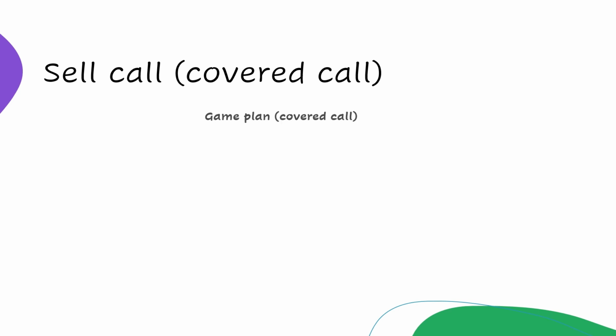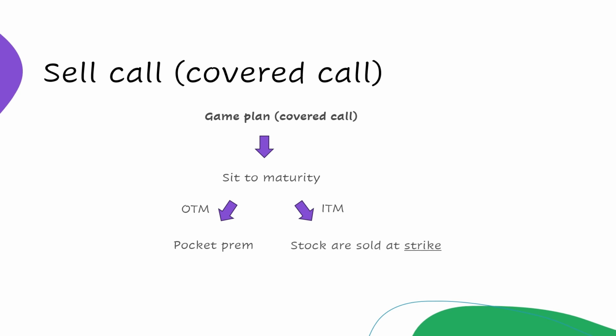The game plan of covered call is to sit with the short call position until maturity. If the call expires out of the money, then the trader will pocket all the call premium and will still be holding the long position in the underlying asset. Compared to just holding the underlying asset, covered call gives the trader extra call premium. If the call expires in the money, then the long underlying position will be sold at the call strike. The trader will have pocketed the call premium plus the profit from selling the underlying holding at the call strike.